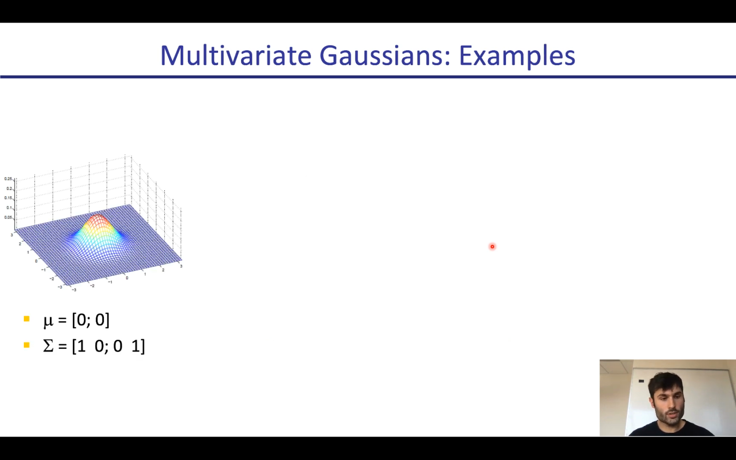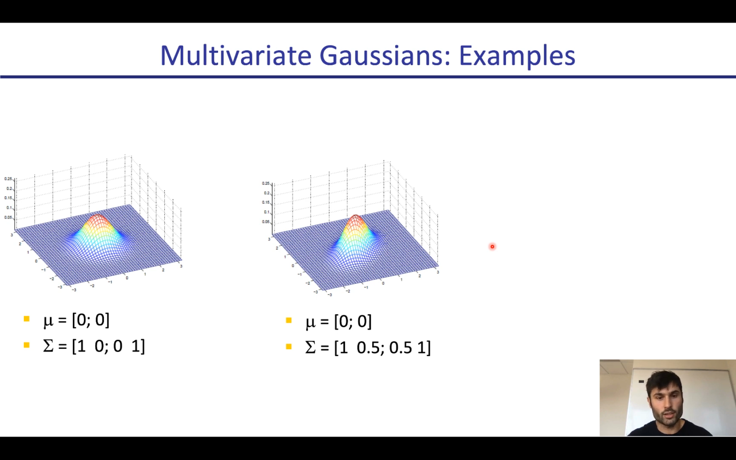So now we'll consider the cases where the covariance is not diagonal, but has off-diagonal terms. Essentially, we have a covariance matrix whose first row is 1, 0.5, and the second row is 0.5, 1. What this means is that there is a positive correlation between the first axis and the second axis, and we can see it in the shape of this distribution.